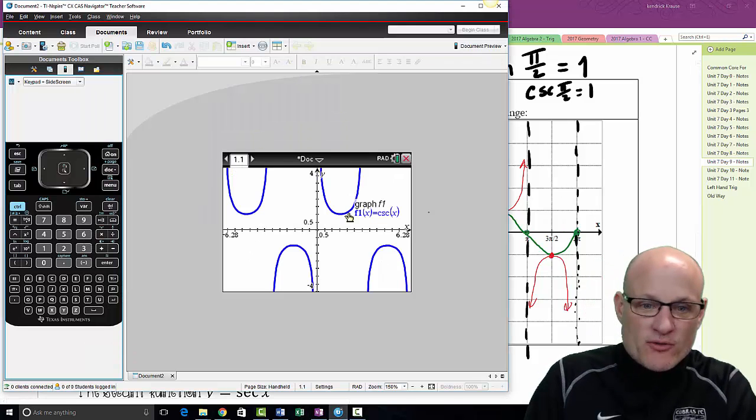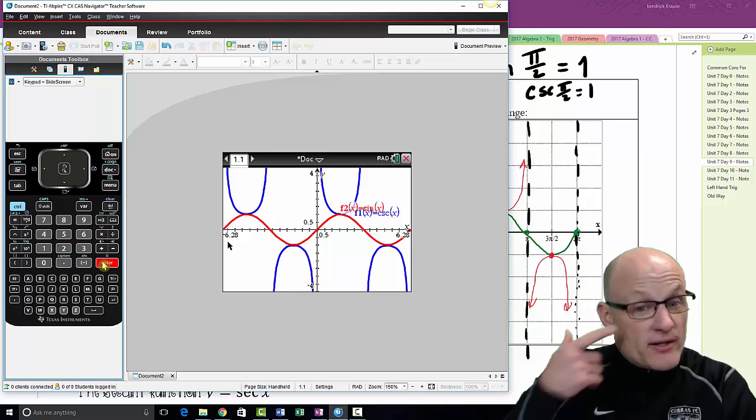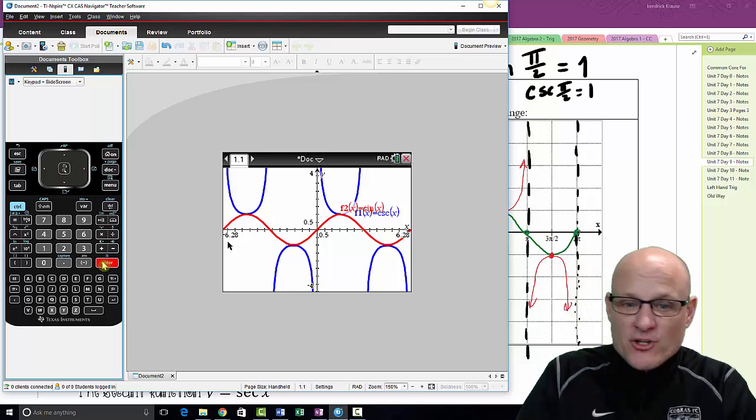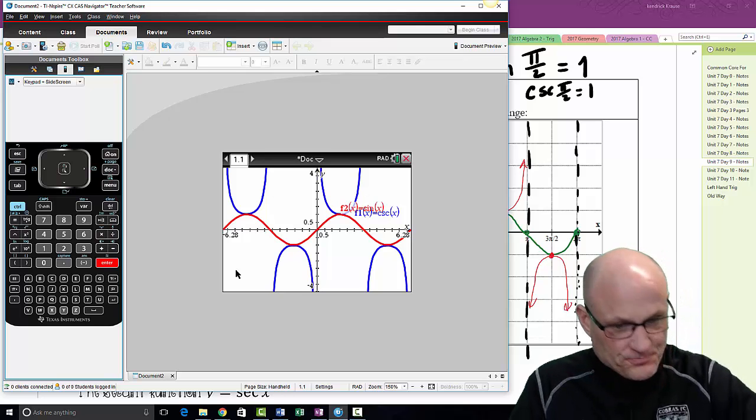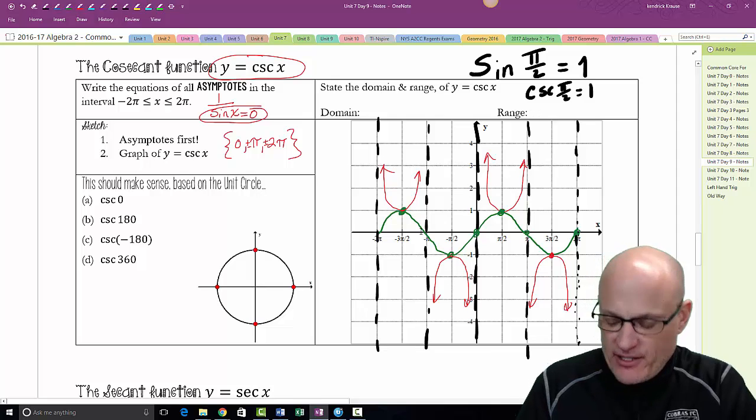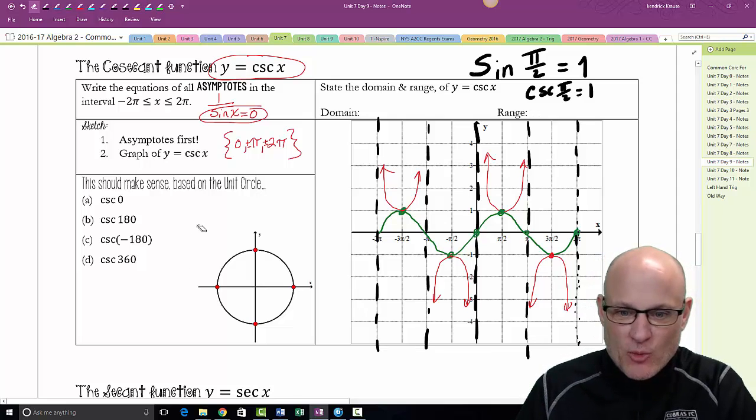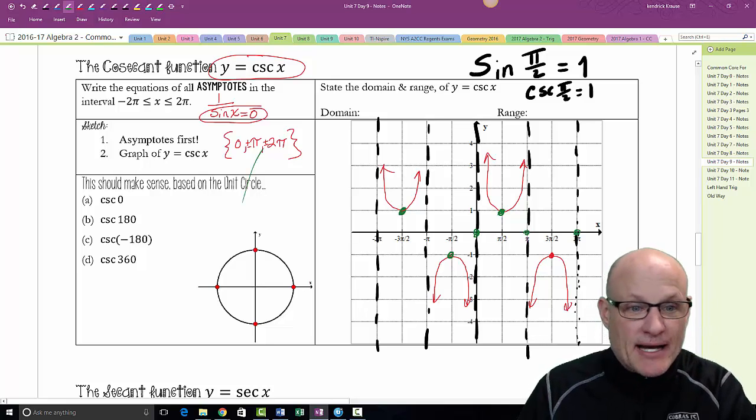So if I was to come over here and hit tab and graph sine x, it would hit all those points. So it rides on the bumps of all the sine curves. It's the easiest way to do it. Do I have any other questions? The range is negative infinity to positive infinity. The domain is kind of a pain because domain is all reals except multiples of pi. Really, that's what it is, except for the multiples of pi.